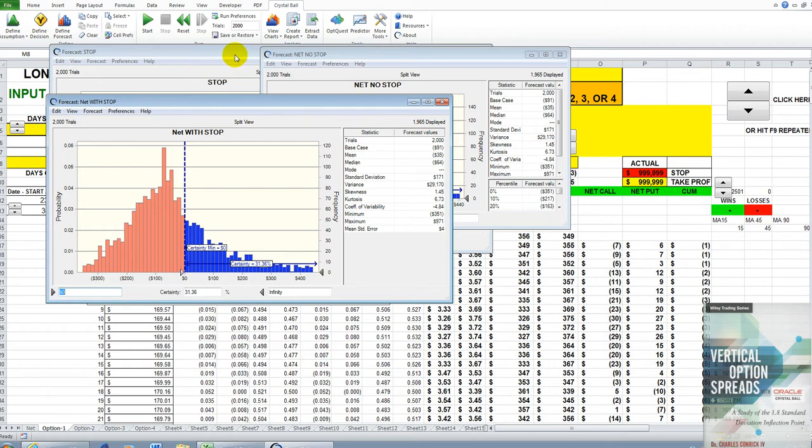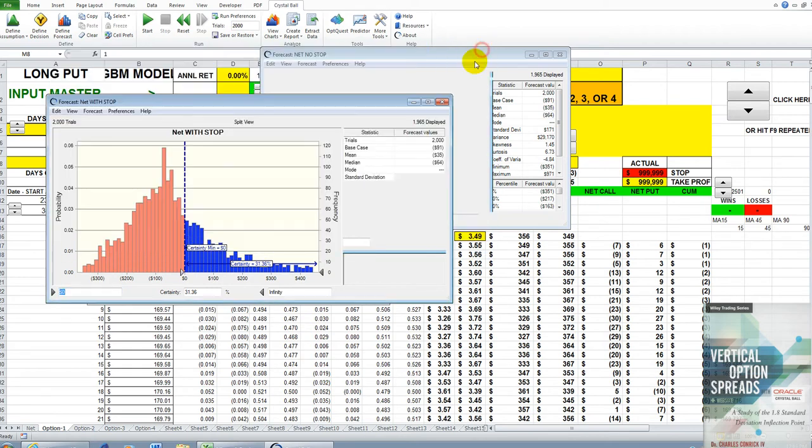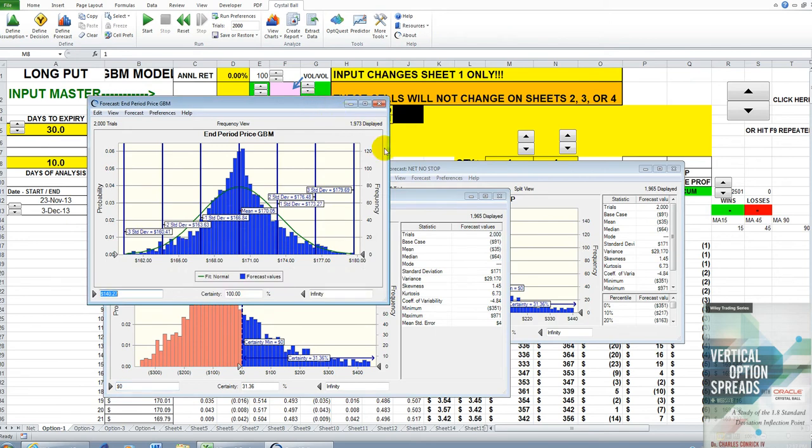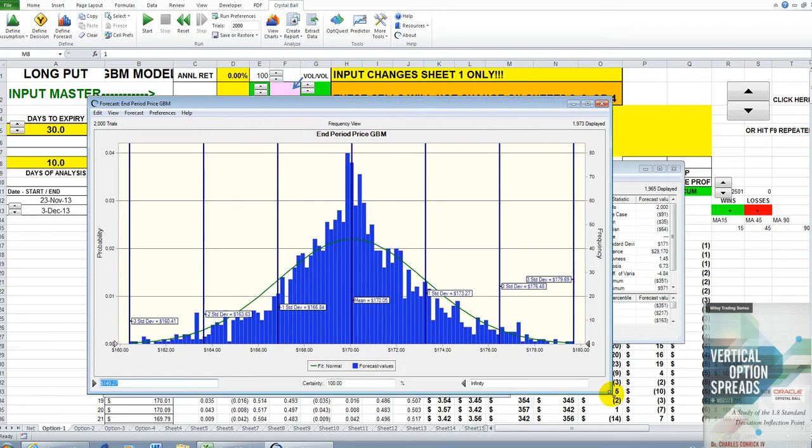Now let's get rid of this stop function. We'll be looking at that a little bit later, and let's look at where the stock would have traded over that 10-day period. So this distribution, and I'll make it a little larger here for us, is showing us that starting at 170, we would expect this stock over the next 10 days to trade on the low side, down here at the 3 standard deviation mark, to a low of 160.40, and up at the high side to about 180, 179.69. So anywhere between 160 and 180 over the next 10 days.